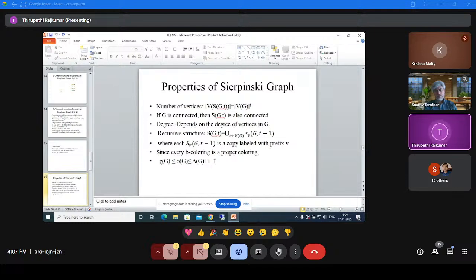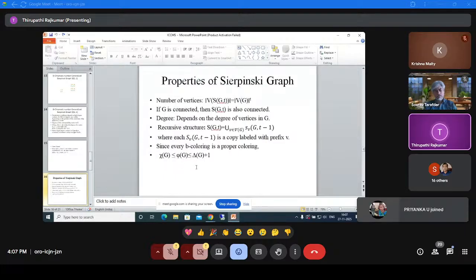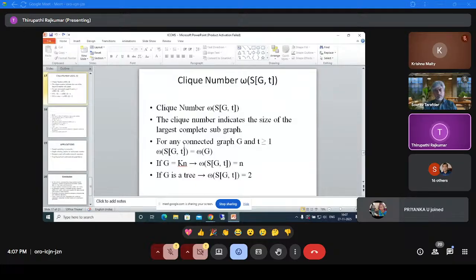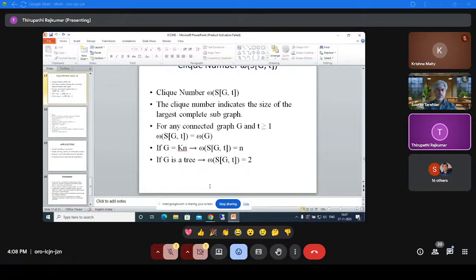Since every b-coloring is a proper coloring, the bounds of the b-chromatic number are χ(G) ≤ φ(G) ≤ Δ(G)+1. Clique number is ω(S(G,t)). The clique number indicates the size of the largest complete subgraph. For any connected graph G and t greater than or equal to 1, ω(S(G,t)) equals ω(G). In a complete graph, ω(S(G,t)) equals n. In a tree, ω(S(G,t)) equals 2.